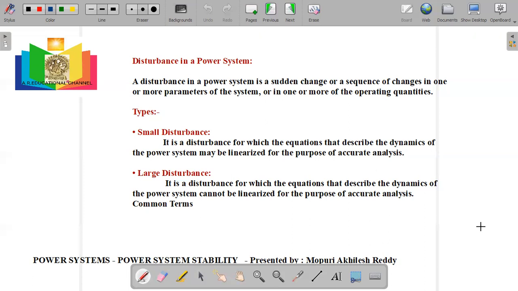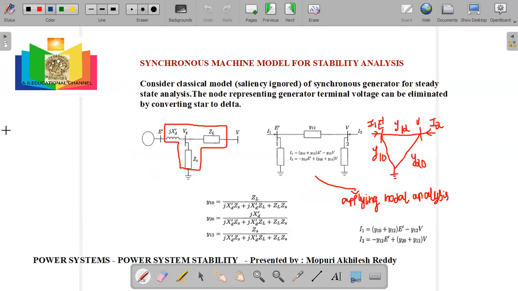Then large disturbance. It is a disturbance for which the equations that describe the dynamics of the power system cannot be linearized for the purpose of accurate analysis. Coming to synchronous machine for stability analysis.